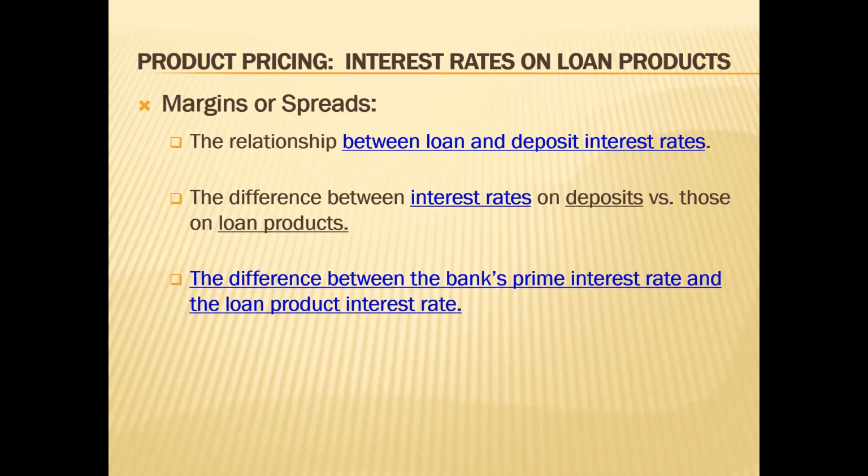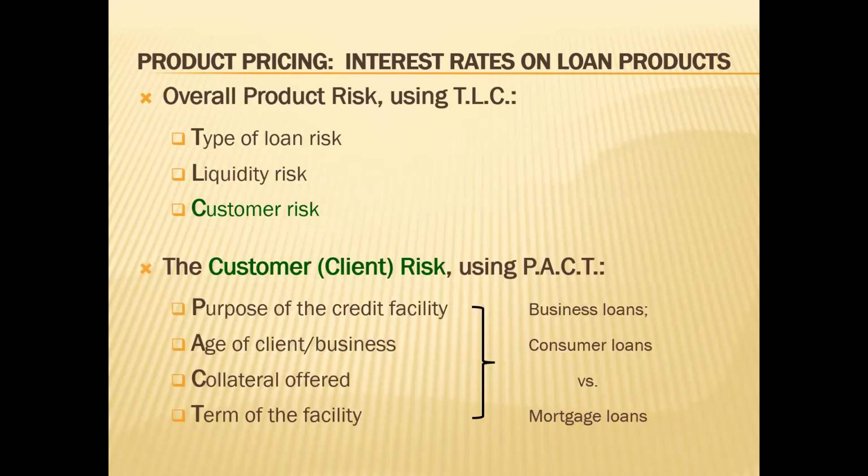So we just looked at TLC and PACT. Again, TLC: type of loan risk, liquidity risk, customer risk. Then we looked deeper on the customer side of that risk by using PACT: purpose of the credit facility, age of the client or business, the collateral offered, and the term of the facility. And again, they affect all of your loans.